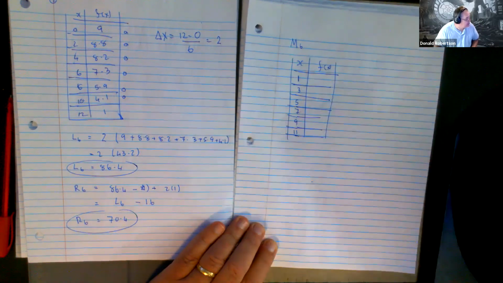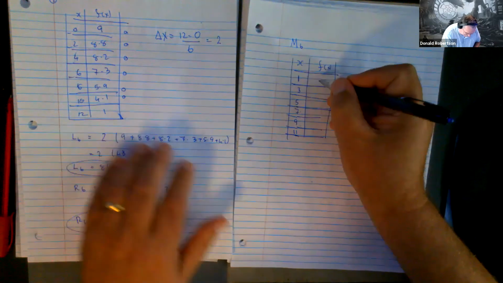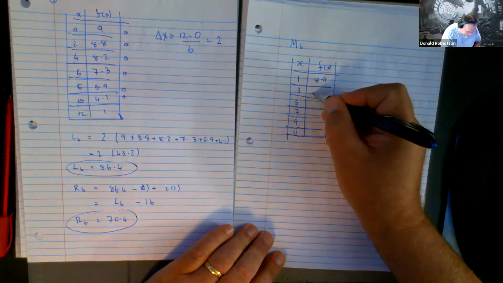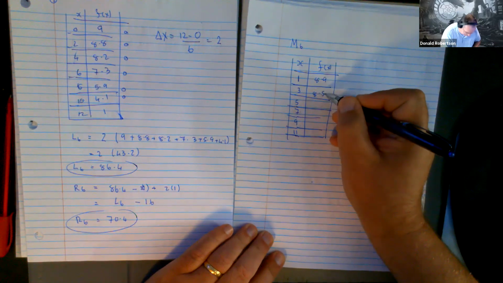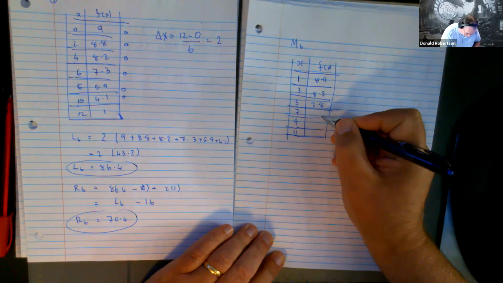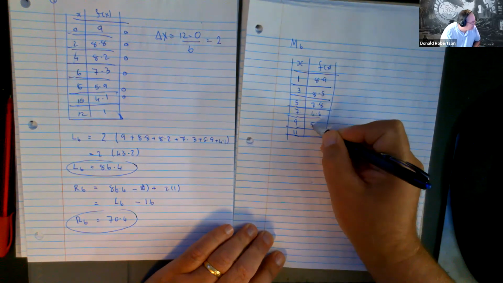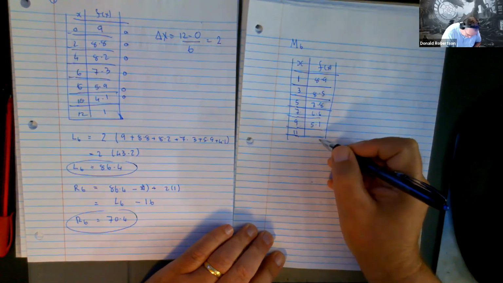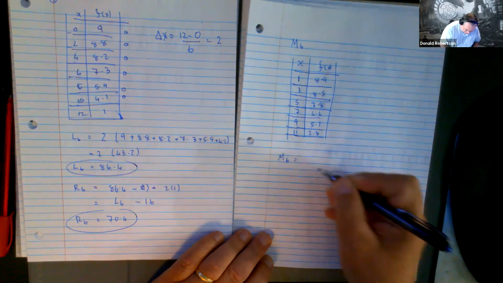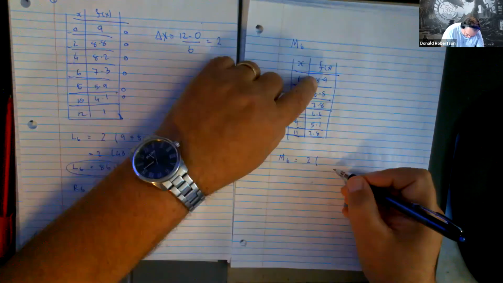And though you can't see it, you're just going to have to trust me on this. This guy is 8.9. This guy is 8.5. 7.8. 6.6. 5.1. And we finish with 2.8. So M6 is going to be 2, that's delta x, times these 6 numbers.